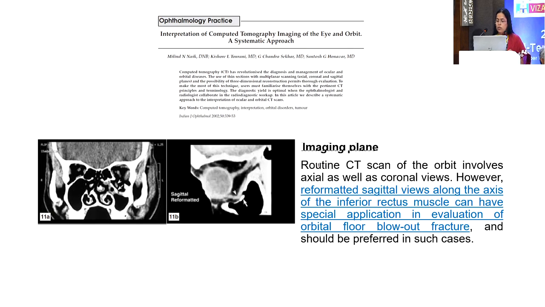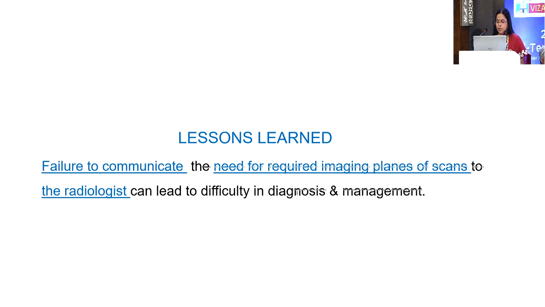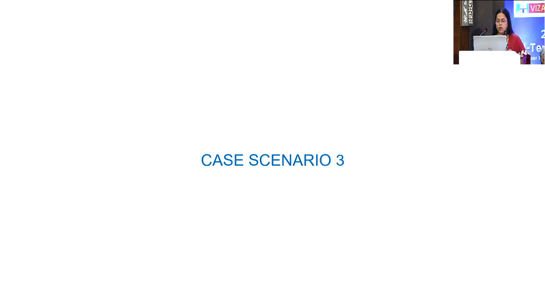We all know that in cases of fracture of the floor of the orbit, we should clearly write down that a reformatted sagittal view along the axis of the inferior rectus muscle is a must, for evaluation, management and diagnosis. Our mistake was that we asked only for the axial and coronal scans, not the reformatted sagittal view, which we didn't get. So the lesson learned is that if we don't clearly communicate to the radiologist which imaging planes of the scan are necessary, it can lead to difficulty in diagnosis and also management.